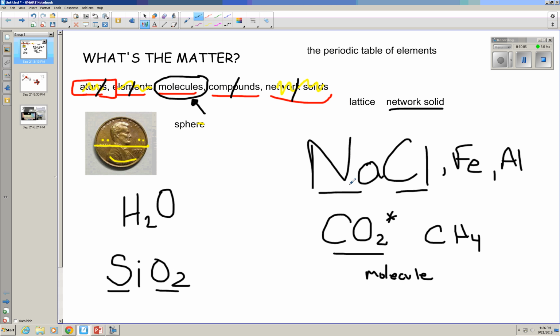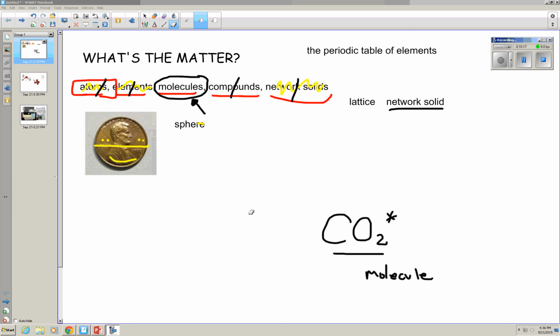Now, a molecule is different from a network solid in this sense. I need you to think about it in terms of, I want you to exhale right now. Just go ahead. Okay, every one of you has taken biology so far, right? And what do you do when you exhale? You exhale carbon dioxide. The thing is, do you hack and spit and cough up a big lump of carbon dioxide?